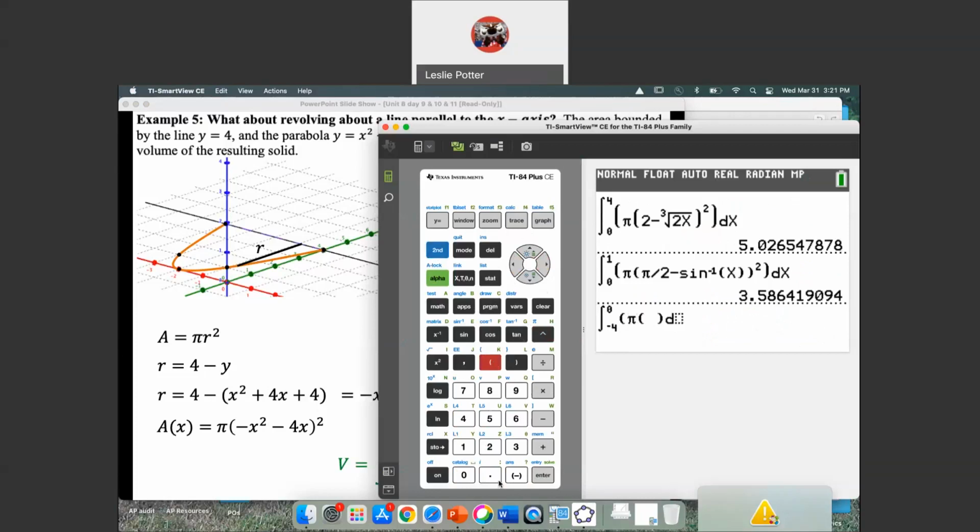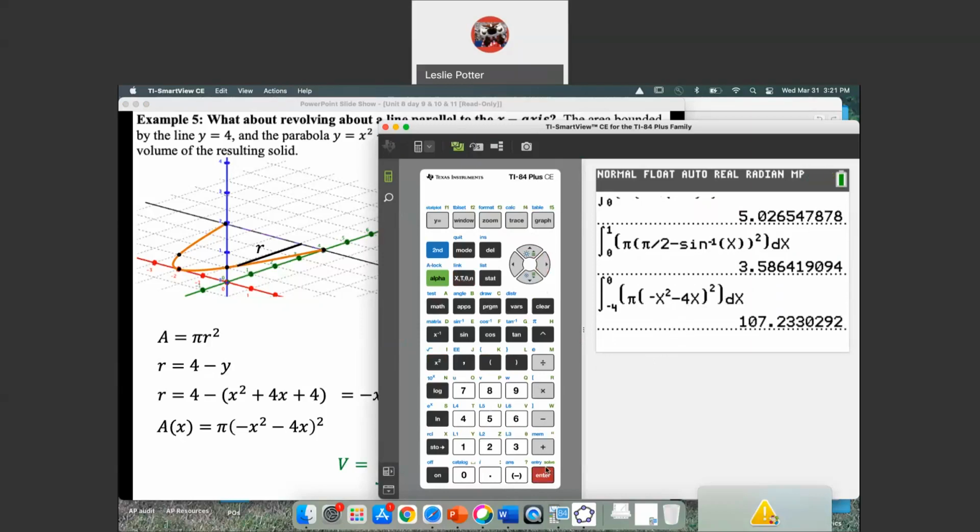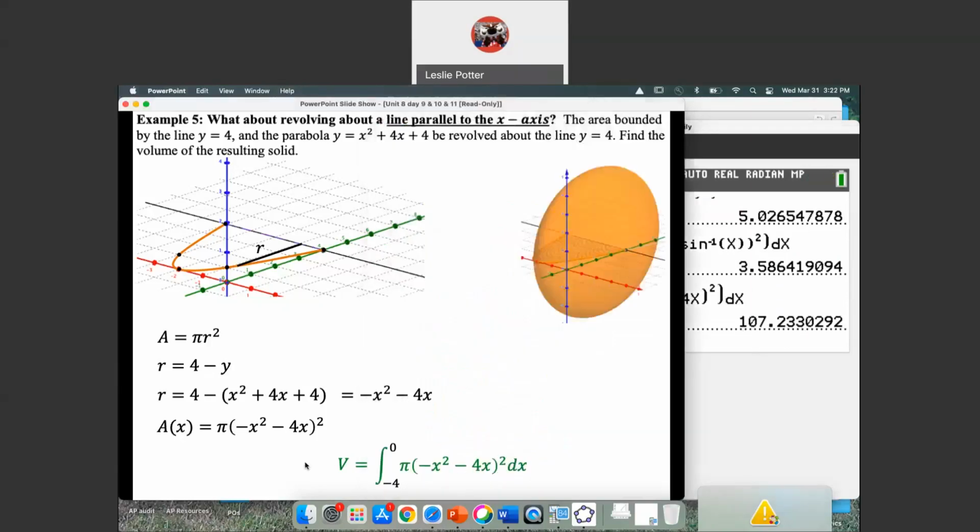Pi times the quantity minus x squared minus 4x. So now I need another bracket here so I can square all that. Let's square that already. There we go. So we've got pi times the radius squared, and then we need a dummy variable here, x. And so our volume is 107.233. The volume of that shape there.